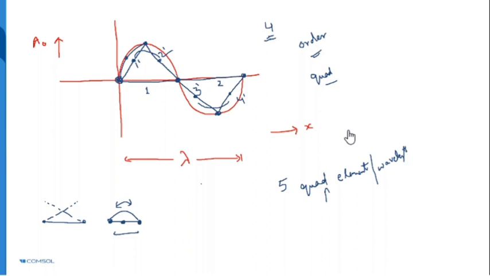So first we calculate the wavelength, and then the element size, let me denote size with delta x, has to be at least lambda by 5. Okay, it has to be lambda by 5.